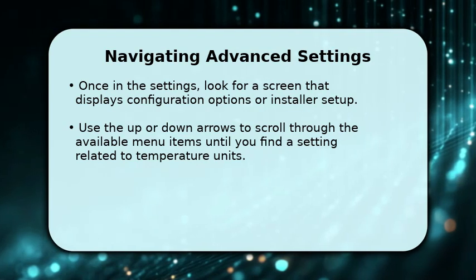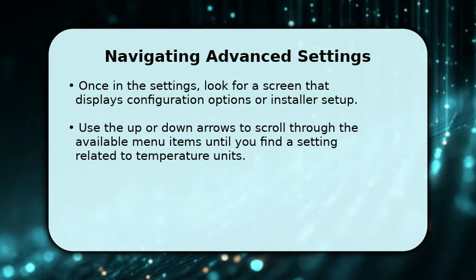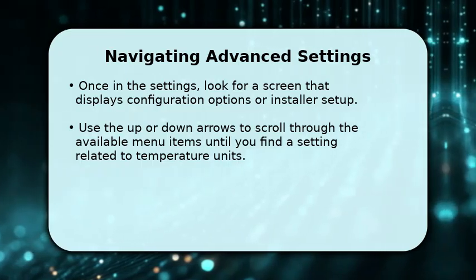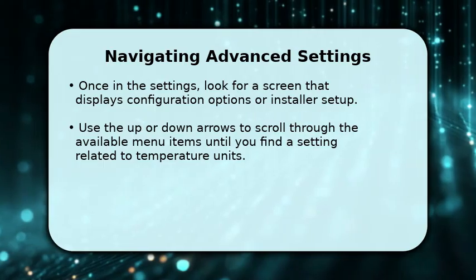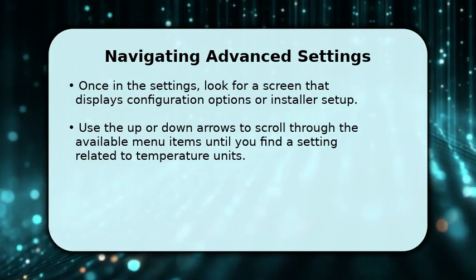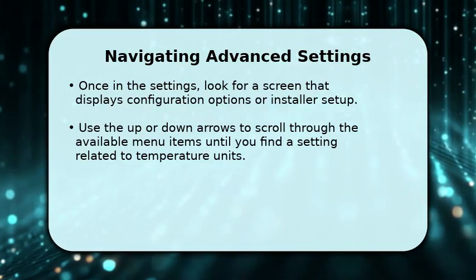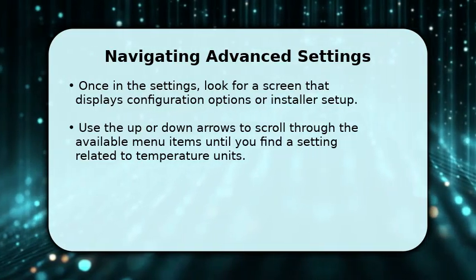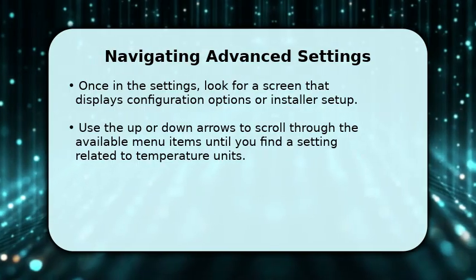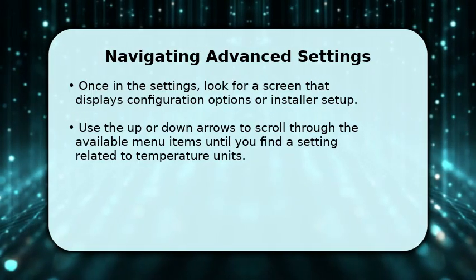After holding the button, your thermostat screen should change, showing advanced configuration options. You might see something like Installer Setup or a series of numbered settings. Use the up and down arrow buttons to navigate through these choices. You are looking for a specific setting that controls the temperature display unit, which is usually indicated by a number or a clear label. Take your time to scroll carefully.